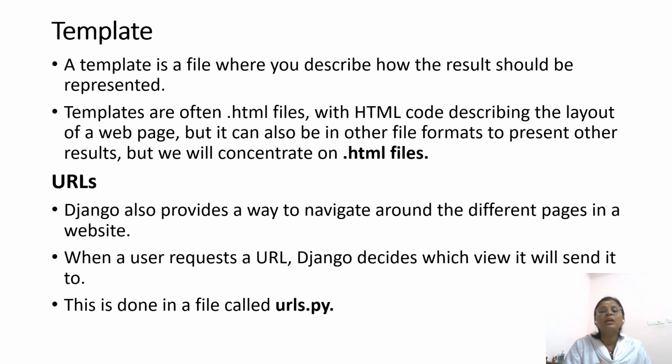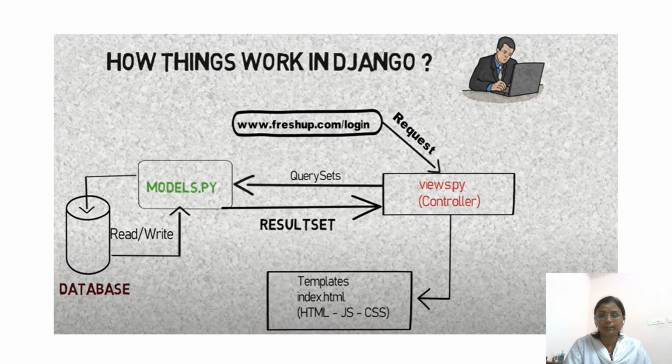Then URLs. After the completion, Django also provides a way to navigate around different pages. The URL will send it to the user after all the applications have been completed. So how do things work in Django? This is what we have seen: model, view, template, and how everything works.